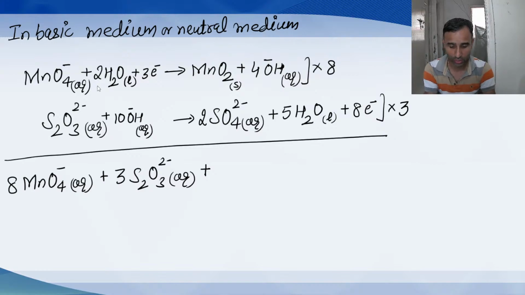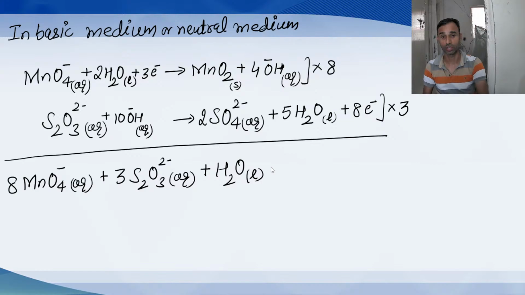Now see, on the left side there are 16 water molecules, and on the right side 5 3s are 15 water molecules. So we add 1 water molecule, means now it's okay because water is appearing on the left side. Now come to OH negative. On the left side there are 30 OH negative. On the right side there are 8 4s are 32 OH negatives. OH negative ion should be on the right side.